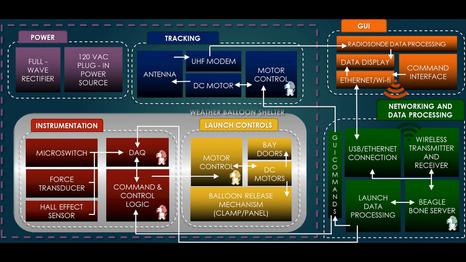Commands originate from the GUI in the top part of the diagram and then flow through the data and signal processing block until they reach the BeagleBone Black for the launch control system. From there, the BeagleBone Black processes the command signals, controls the electromechanical system to release the balloon, and relays the corresponding sensor data back to the GUI.